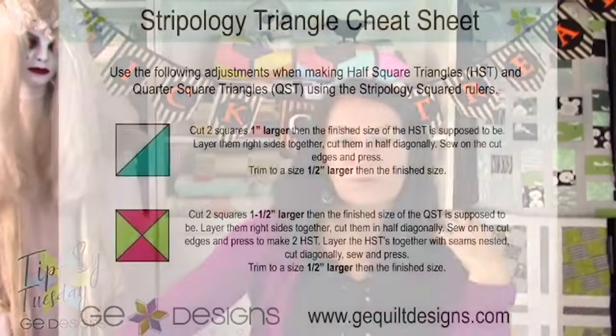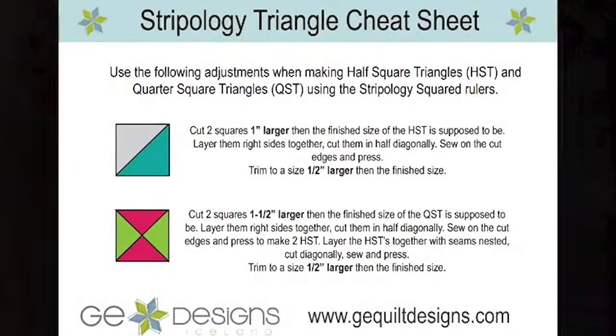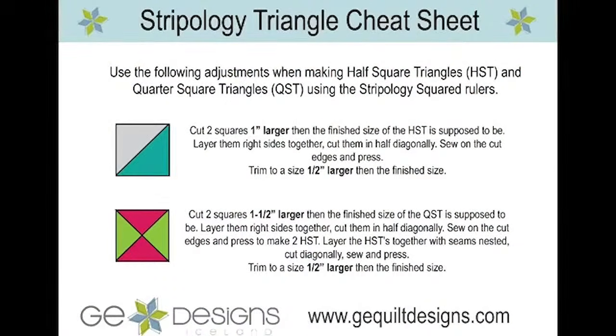So let me put up a little photo here to show you. I included this little cheat sheet. I created a cheat sheet that I also made a PDF out of, just for a reminder. I know it's hard to remember these things. So half square triangles, add 1 inch. Quarter square triangle, add 1.5 inches.